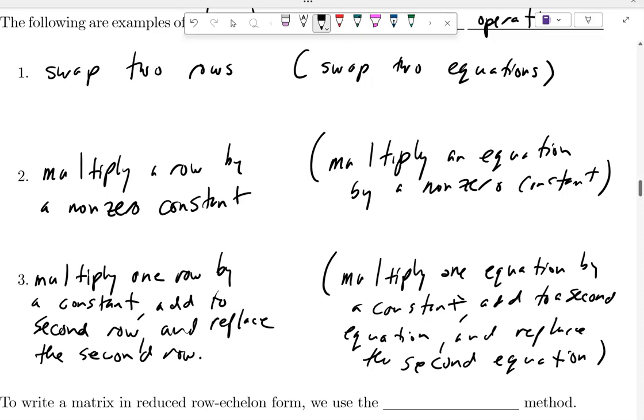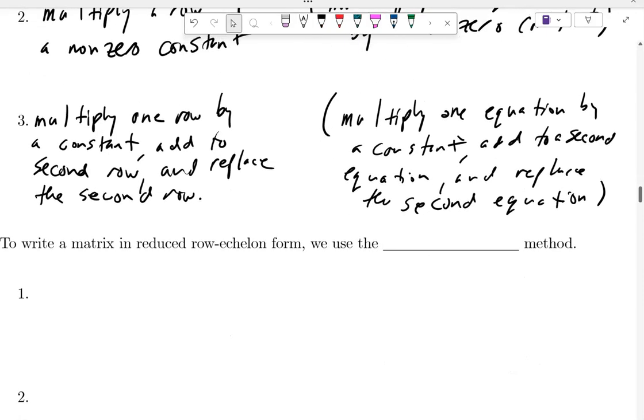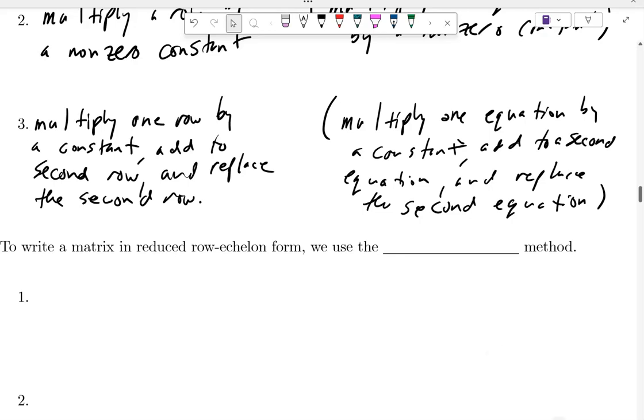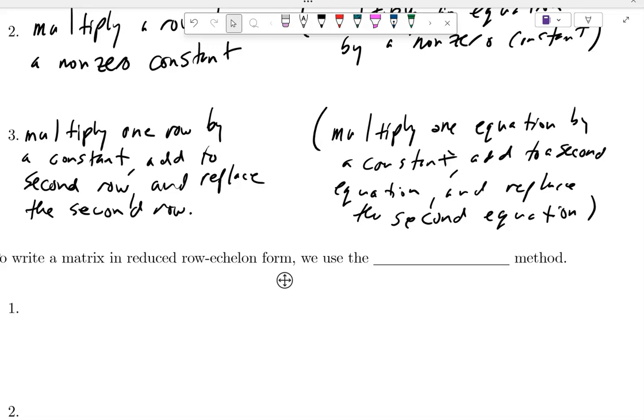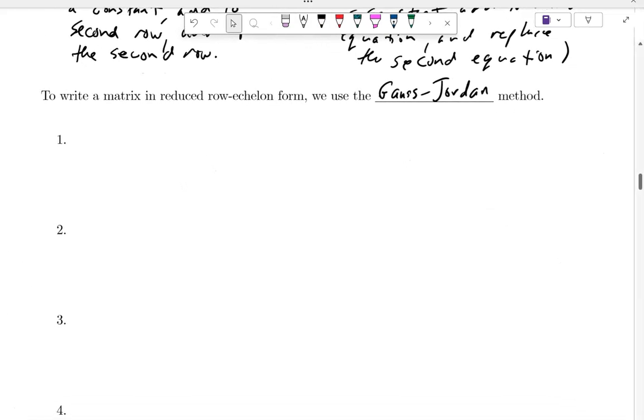Okay. So the method that we're going to do is referred to as the Gauss-Jordan method. All right, so it's going to be very repetitive, but the repetitions that we're going to do correspond exactly to what we talked about in the previous section.